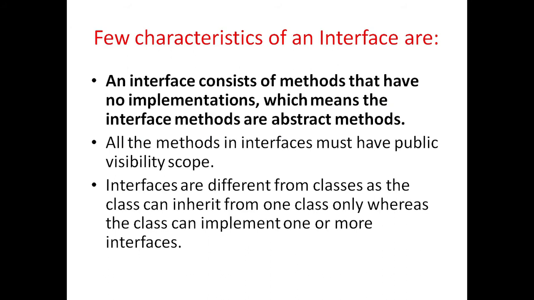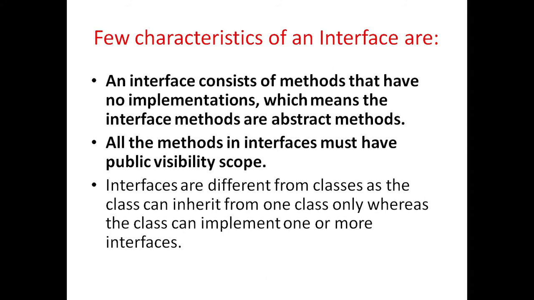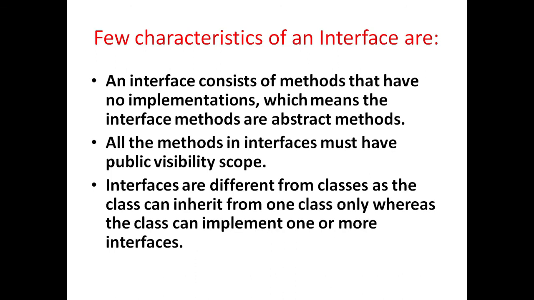Characteristics of interface are: an interface consists of methods that have no implementation, which means the interface methods are abstract methods. All the methods in interfaces must have public visibility scope. Interfaces are different from classes as the class can inherit from one class only, whereas a class can implement one or more interfaces.